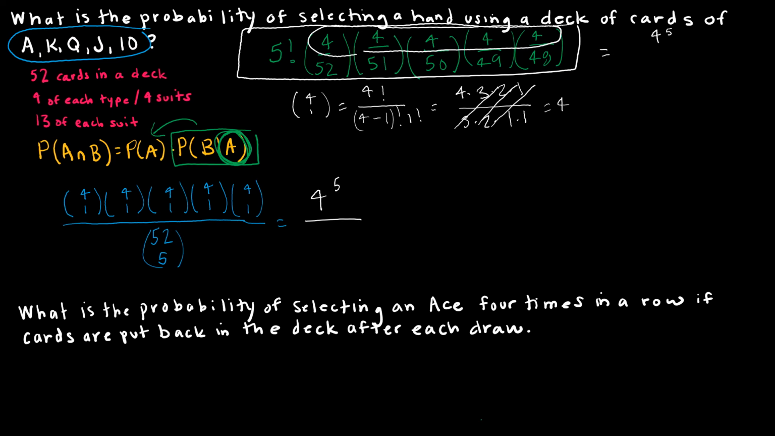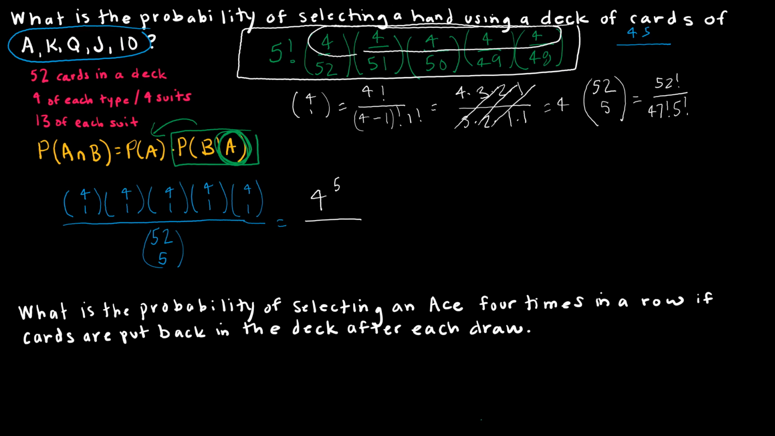So now let's look at the denominator. My denominator says 52 choose 5. So 52 choose 5 is, I should use a different color here. Up here, we'll just use 4 to the 5th. So now, 52 choose 5 is 52 factorial over 52 minus 5, or 47 factorial, 5 factorial.